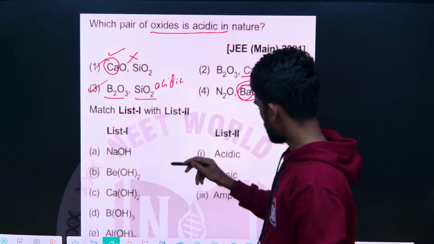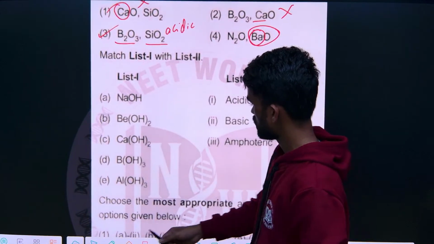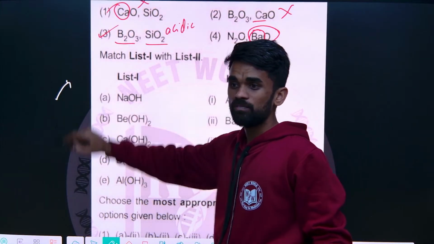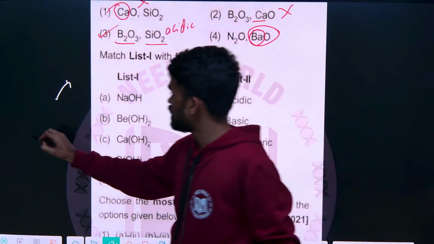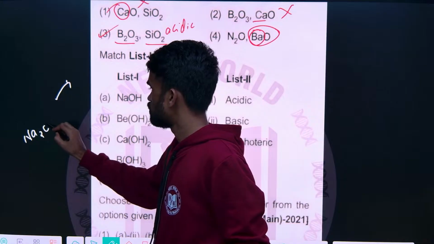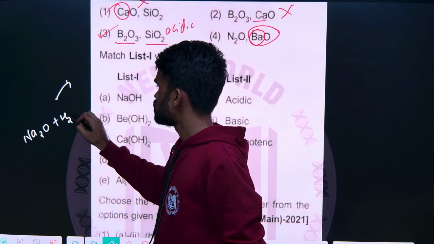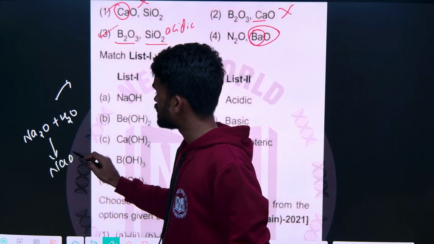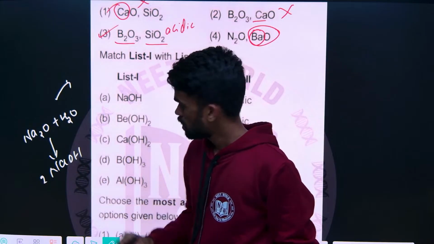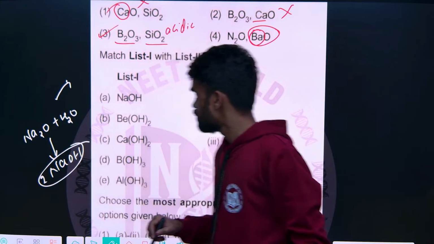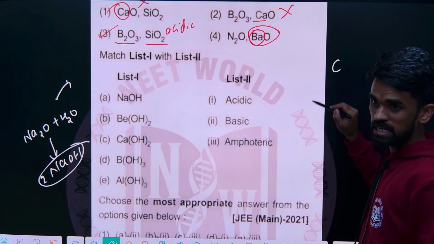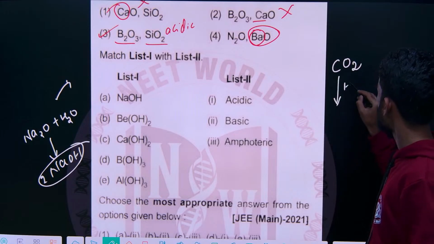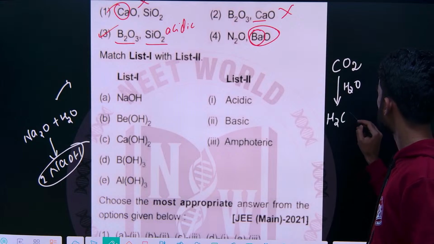Okay, next, try to match this. Hydroxides are given. If I have a basic oxide and I hydrolyze that, we will get bases. If I have Na2O, sodium oxide, a basic oxide, and I hydrolyze that, we are going to get NaOH, sodium hydroxide, 2 moles. So it's a base. Similarly, if I have an acidic oxide, let us say CO2, carbon dioxide, and I add water to this, we will get H2CO3, carbonic acid.